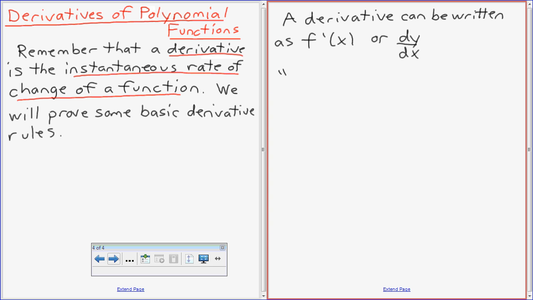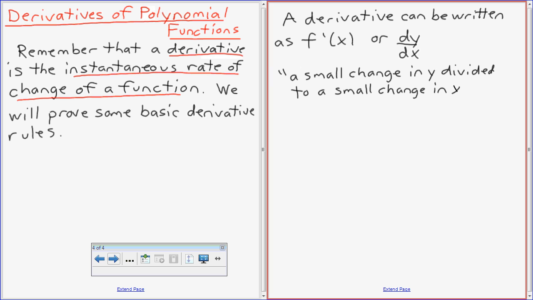What that means is a small change in y compared to a small change in x. Okay, and if you remember small change, I'm talking about just 0 plus is what I'm talking about. It's basically a very, very small amount.